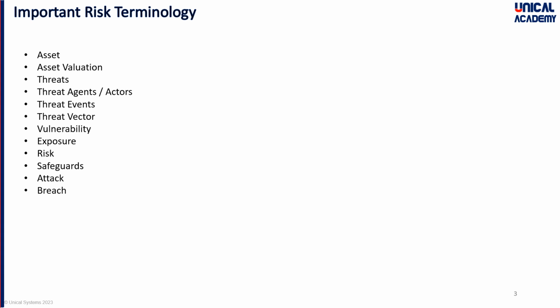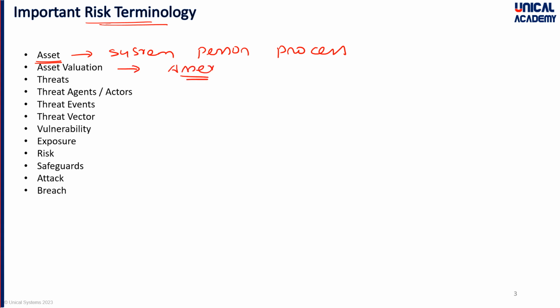Be clear on the risk terminology. CISSP very clearly would be assessing this. An asset may be a system, a person, or the processes that contribute to business. Those are called assets. Every asset needs to be evaluated. What is this asset's value from a business perspective? There are ways to calculate the asset value.